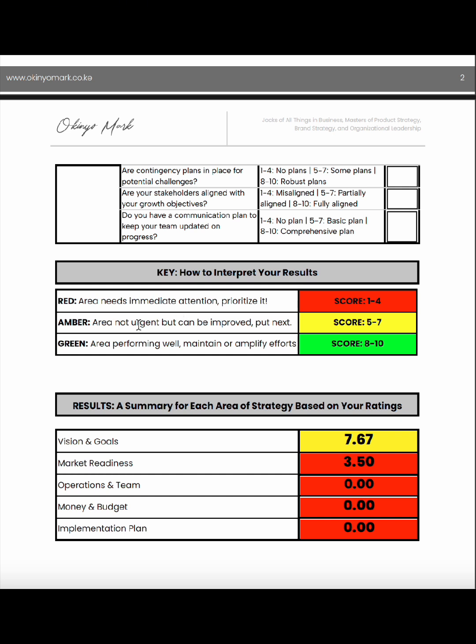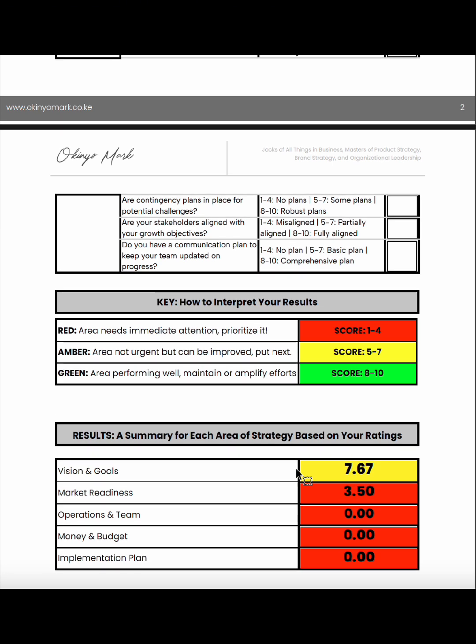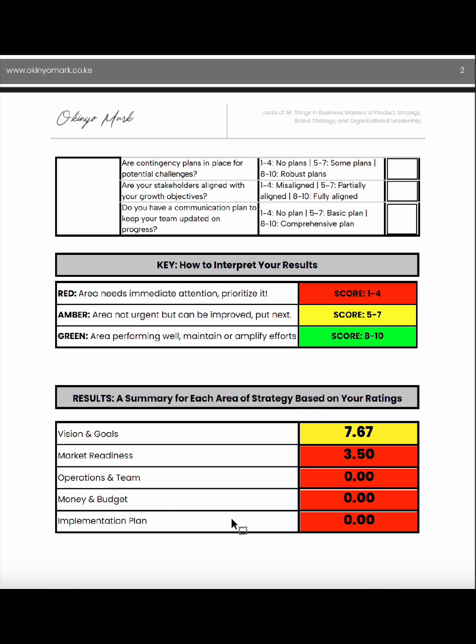The amber is an area that is not urgent but can be improved, so you can prioritize next for improvement. And then anything that is in green means that you're performing quite well in that area. So the idea is that you either maintain it as is or you put resources and amplify the efforts around that area. So you can see under vision and goals, I have my 7.6. Under market readiness, I have 3.5. So that means that's an area that needs immediate attention. And the idea is once you've completed all those sections, everything will be populated and given an average.